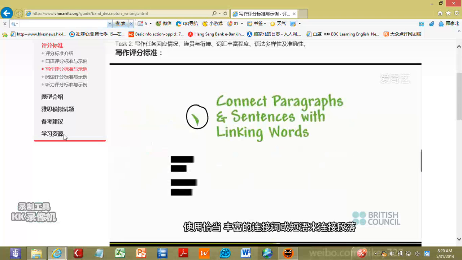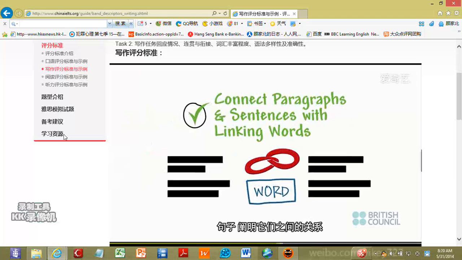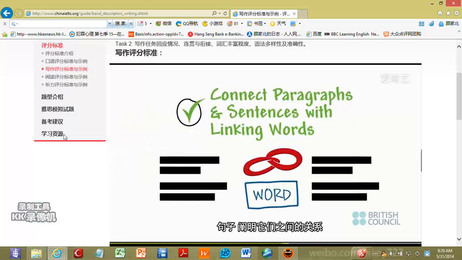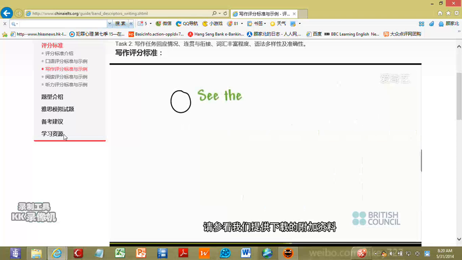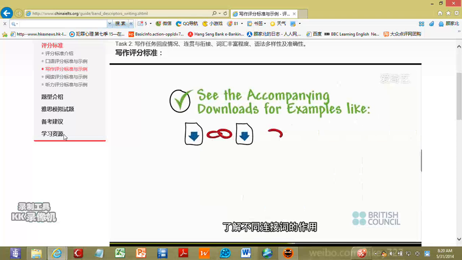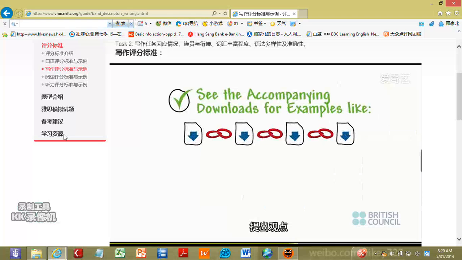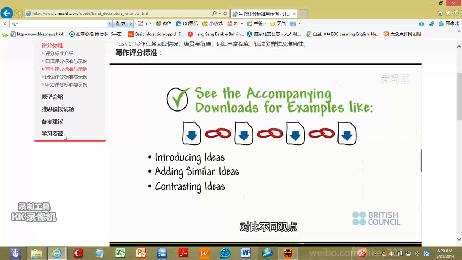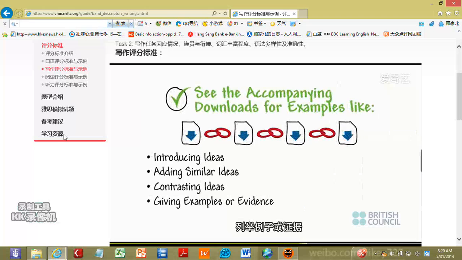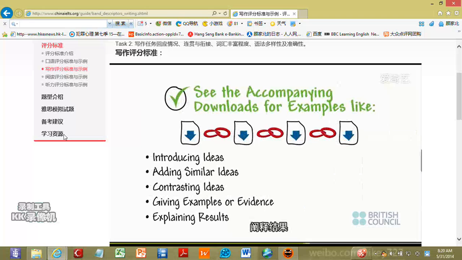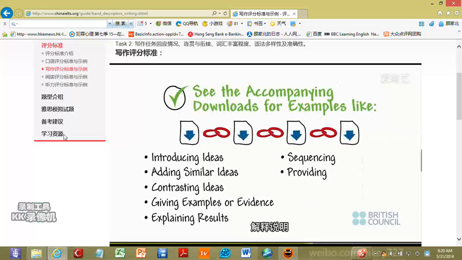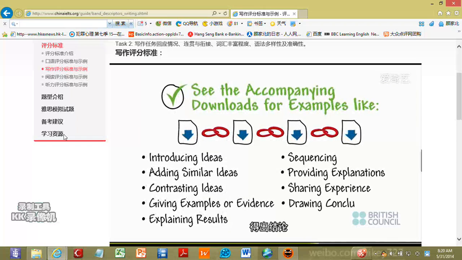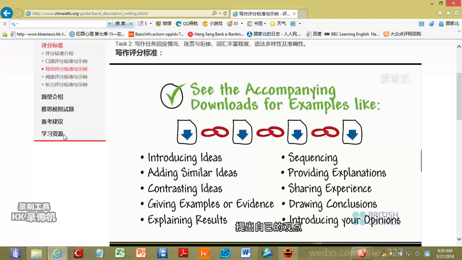Connect and show the relationship between your paragraphs and sentences by using a wide range of linking words or phrases appropriately. See our accompanying download for different examples. They are usually these types: introducing ideas, adding similar ideas, contrasting ideas, giving examples or evidence, explaining results, sequencing, providing explanations, sharing your experience, drawing conclusions, introducing your opinions.